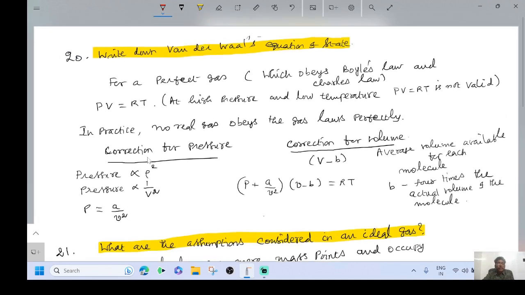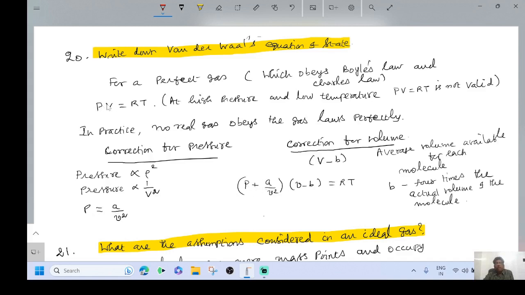Therefore, correction is needed. Correction for pressure is P equal to A by V square. Pressure is proportional to rho square, because mass by volume is density. So pressure is directly proportional to rho square, which means it is inversely proportional to volume square. To remove the proportionality sign, we introduce constant A. So P equal to A by V square. Now we have to give the correction: in this equation, instead of P, we have to put P plus A by V square.